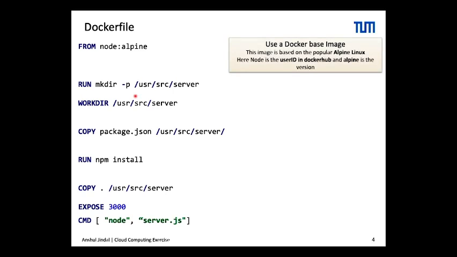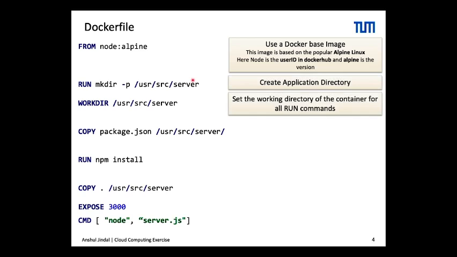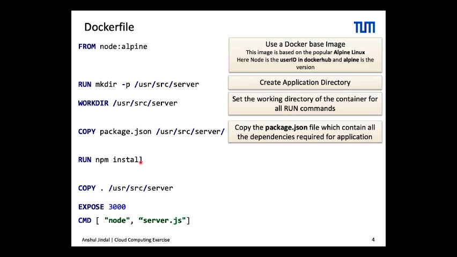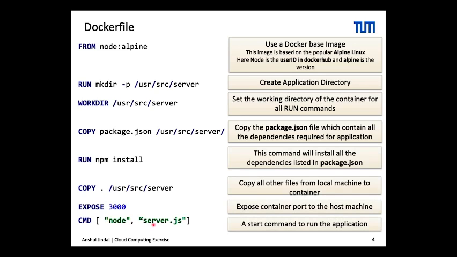It's the same as I presented in the last exercise. You first import the base image, then create a directory, then make it the working directory, then copy the package.json file, and then npm install will install all the dependencies within the Docker container. Then copy your source code, expose the application on a certain port number of the container, and the last is the command for running the application.